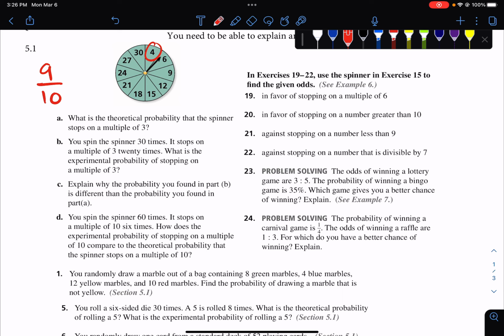If I spin the spinner 30 times and it stops on a multiple of 3 20 times, what's the experimental probability? And this one has been getting people confused all day long. And it's easier than you're making it. If I spin the spinner 30 times, that goes on the bottom. That's how many times I did the experiment. On top is how many times I got whatever it's talking about. And in this case, it's talking about a multiple of 3, and it got that 20 times. So my experimental probability is just 20 over 30.